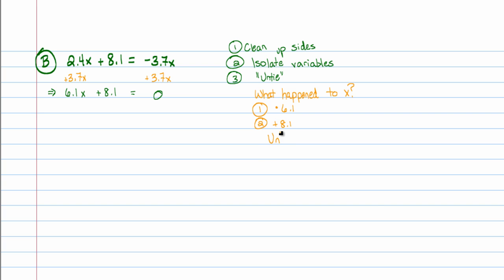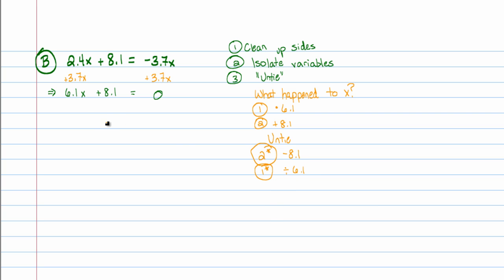So I'm going to untie that by untying the last thing they did, that knot. Say I tied x up in a knot. So I'll untie that last step by subtracting 8.1, doing the inverse of addition. And then after I'm done undoing that addition, I'll undo multiplication, which is division, dividing by 6.1.